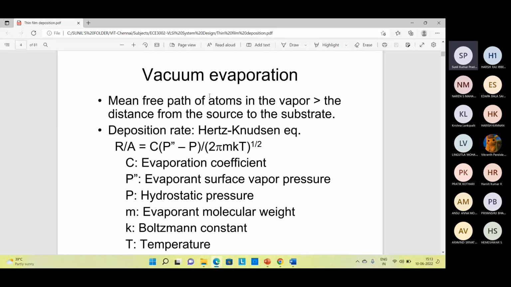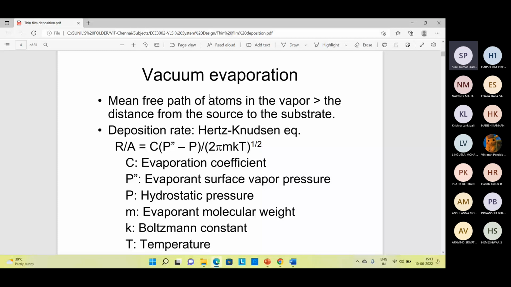Okay. Now what is C here? C is our evaporation coefficient. What is P double prime? That is the evaporant surface vapor pressure. What is P? That is hydrostatic pressure. What is M? That is evaporant molecular weight. What is K? K is the Boltzmann constant. And what is T? T is the temperature, or you can say it is the absolute temperature in degrees Kelvin.